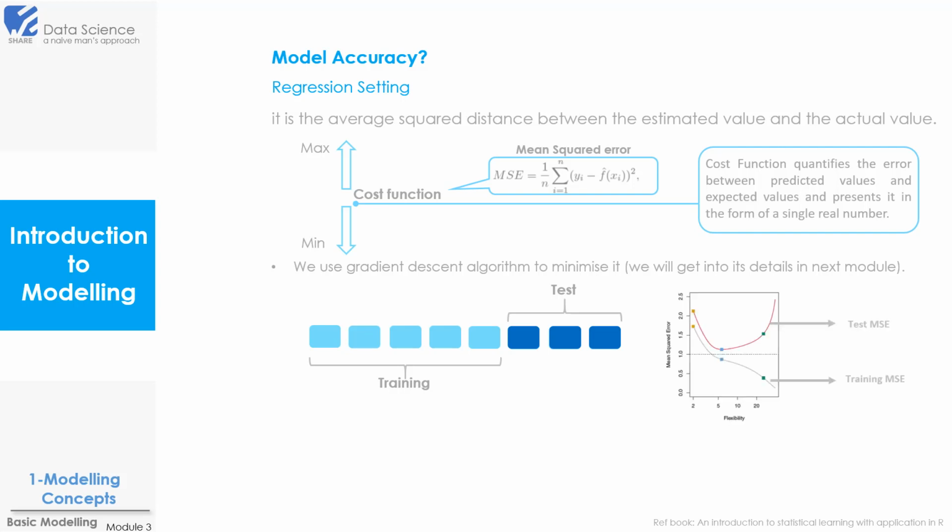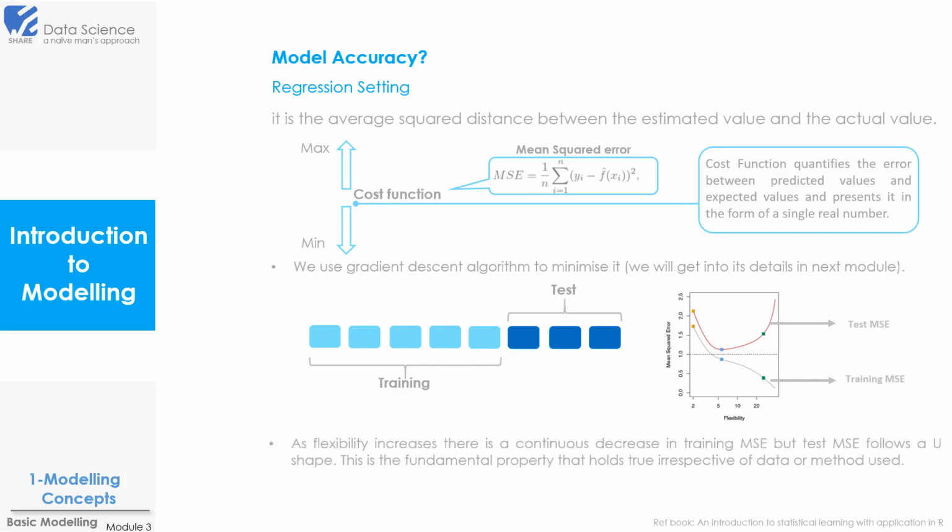Now this graph shows the behavior of test and training MSE against the flexibility. So as flexibility increases, there is a continuous decrease in training MSE. But the test MSE follows a U-shape. You can see this in the graph. This is the fundamental property that holds true irrespective of the data or method that we use. Now don't ask why or try to go into the details. We just have to know this property and keep it at the back of your mind.